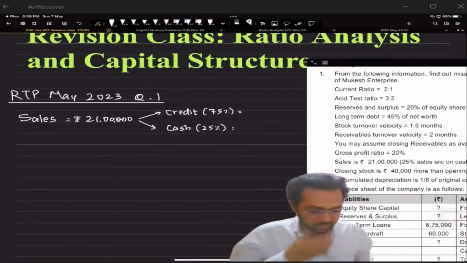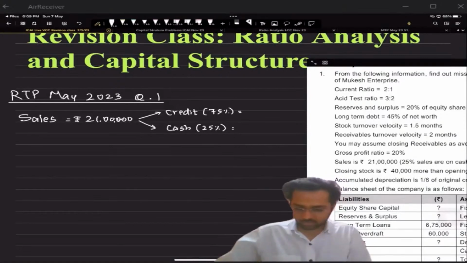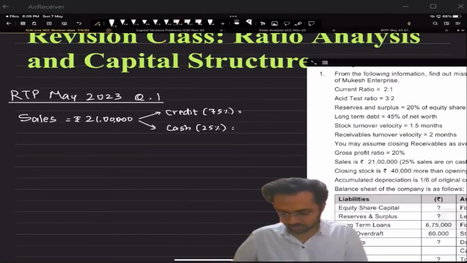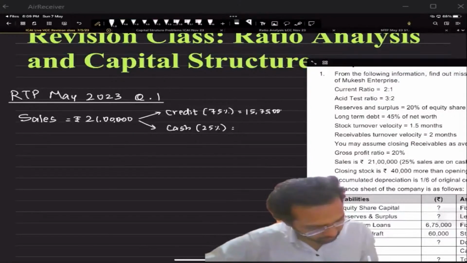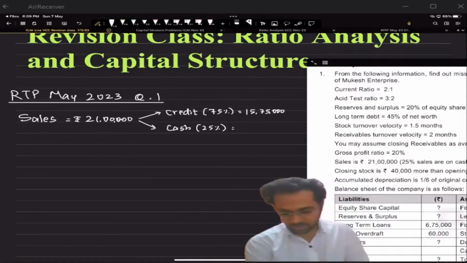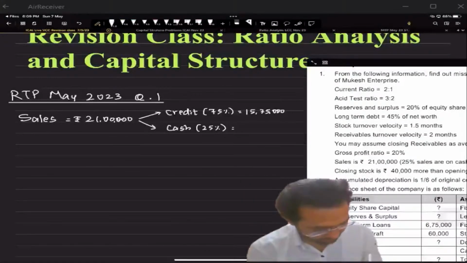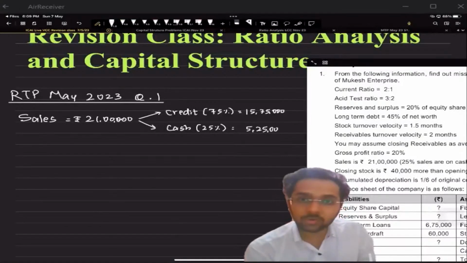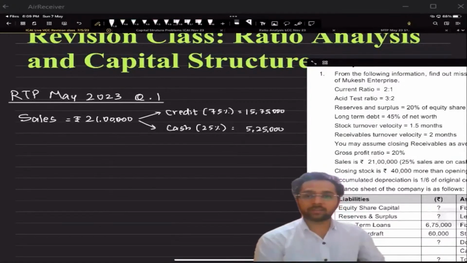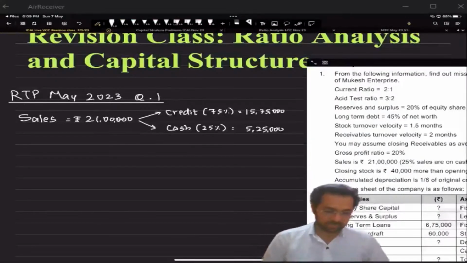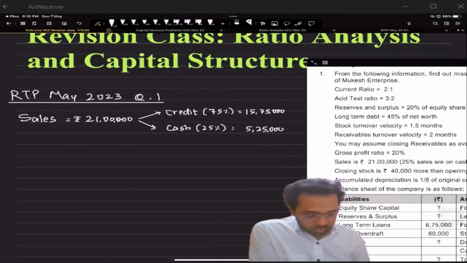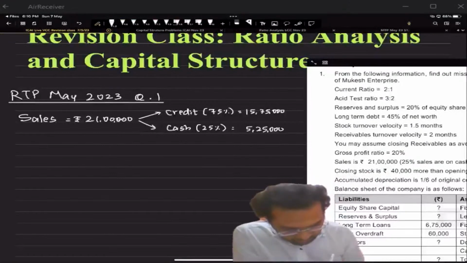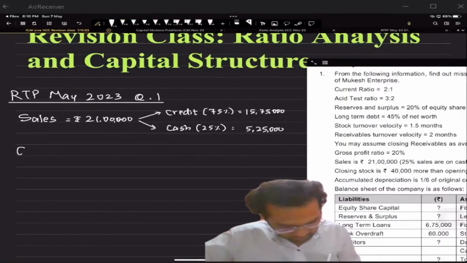So we can simply say that cash sales is 25% and credit sales is 75%. Credit sales will work out to be 21 lakh into 75%, which is 15 lakh 75,000. And the cash sales is going to be the balance, which is 5 lakh 25,000. Correct? So here we have these numbers: credit sales and cash sales. Now from this, GP is given, so we can get the gross profit number.